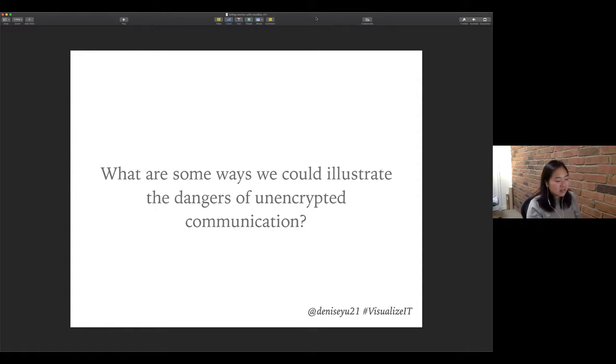So even just talking through this concept, I'm already hinting that this is bad, right? Obviously unencrypted communication is undesirable. Security people will tell you this is something that we need to secure ASAP. We cannot have this in production systems. So it's dangerous. So I asked myself, what are some ways that we can illustrate this?